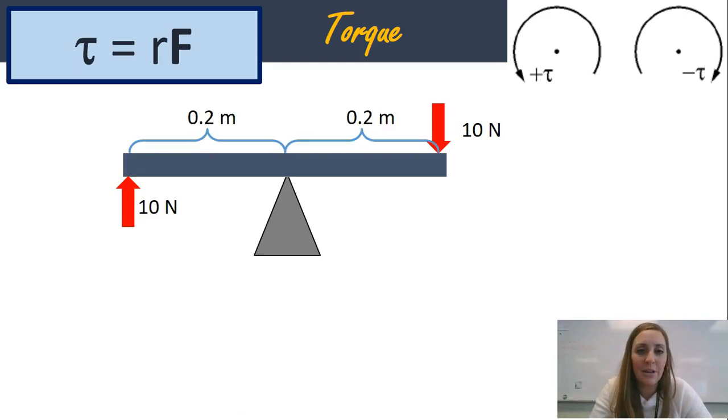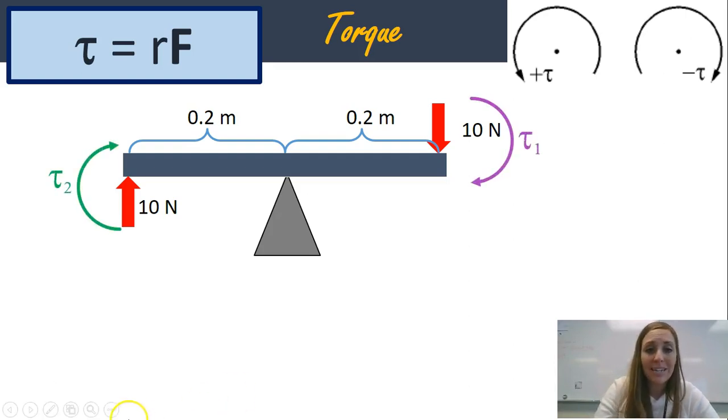So how about this scenario? I have equal and opposite forces acting on this ruler or seesaw or whatever you want to call it. So initially I'm like, oh, I have equal and opposite forces. It's not going to move because my sum of all forces is 0. However, my torques don't cancel out. So torque 1 and torque 2, if you notice, are acting in the same direction. They're both going this way, so they actually add to each other.